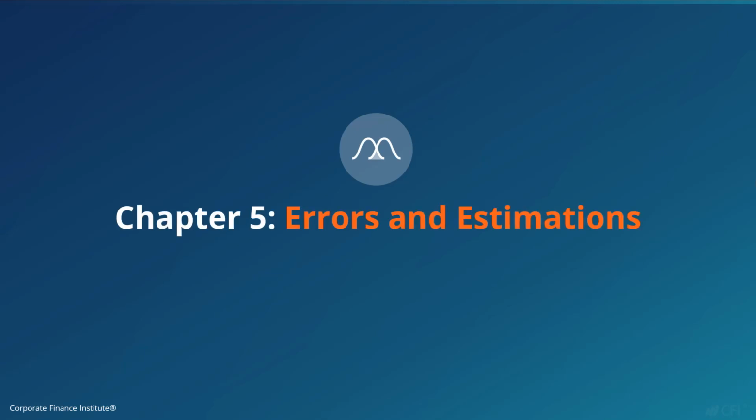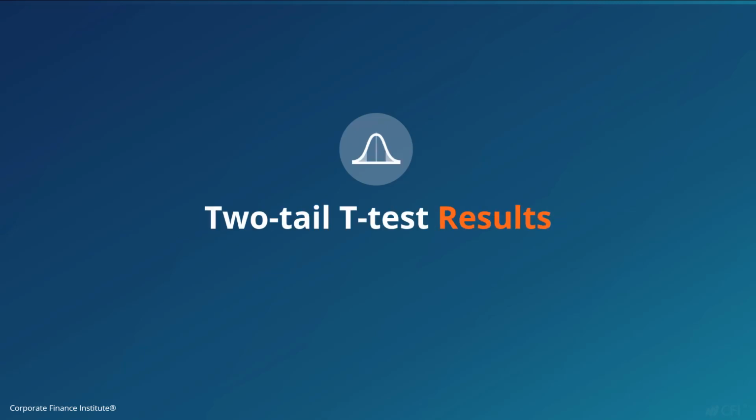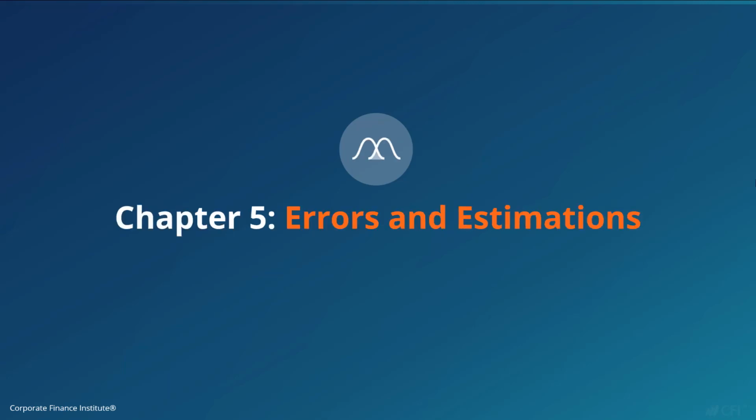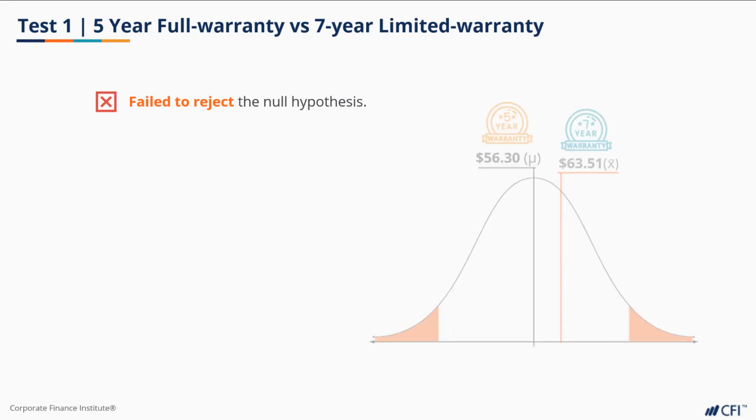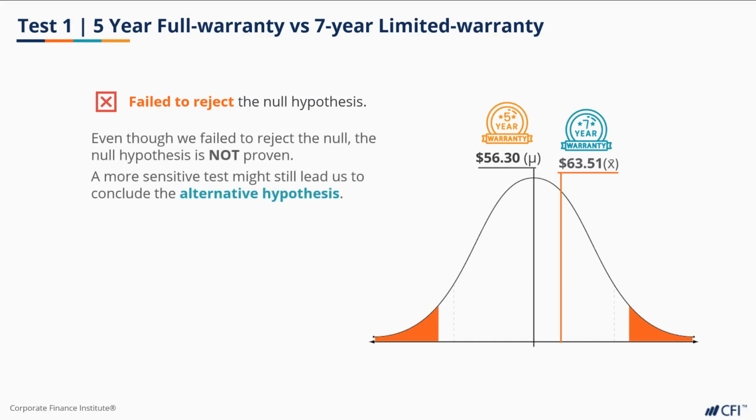In Chapter 4, we performed two tests. Our first test was between two different types of warranties, and our second test was between having the 5-year full warranty and no warranty. In our first test, we failed to reject the null hypothesis. This doesn't mean that the null hypothesis is true, just that any differences between the distributions of the two populations weren't detectable in our samples, at least to a degree that we could feel confident about.